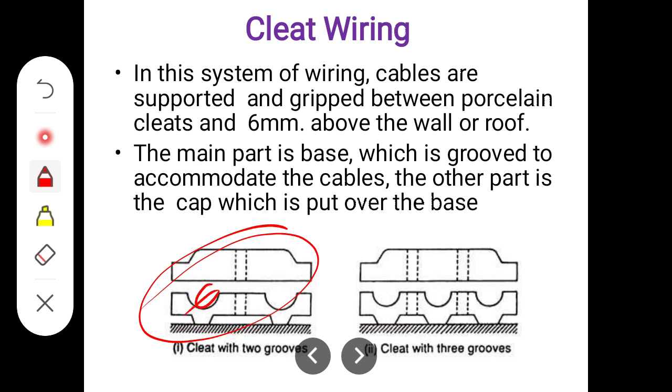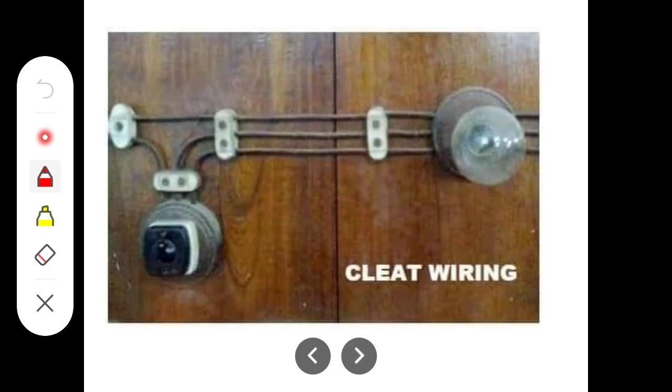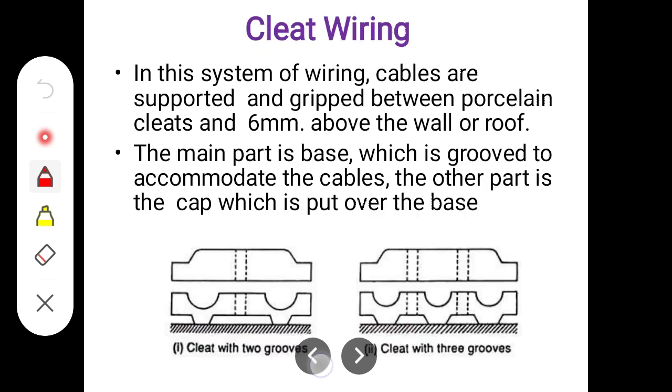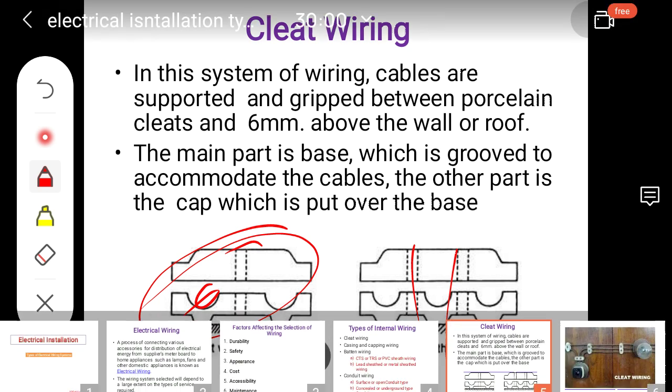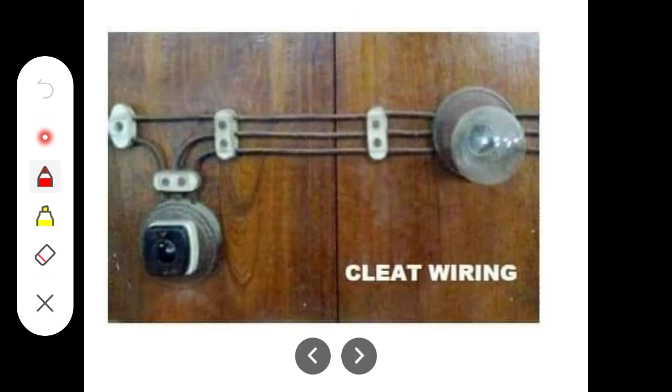The cleat with the grooves is fixed with nails, and here we can see the nails. In this system the wiring cable is gripped between the porcelain cleats. These cleats are placed at 1 foot spacing along the line. The cables can be single core, dual core, 2 core or 3 core cable, so depending on our application we can select the type of cable.